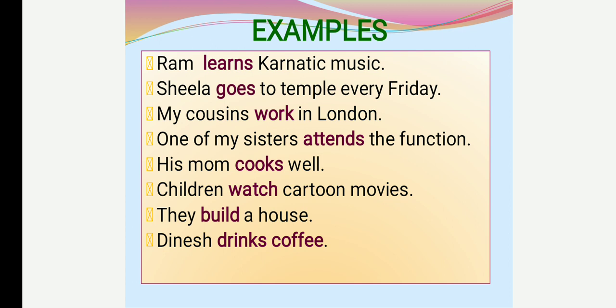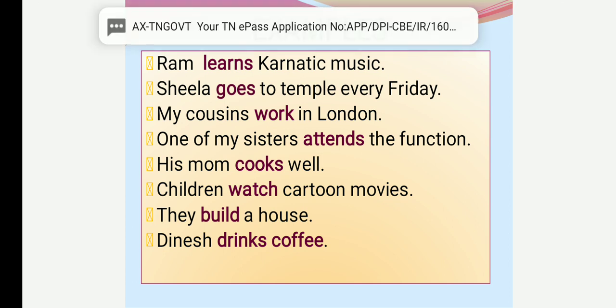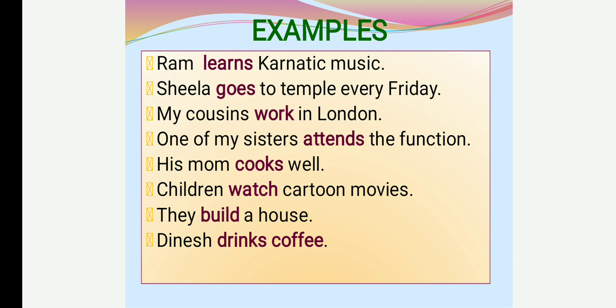The children, plural subject, watch cartoon movies. So when we have a plural, we should not add s or es to the main verb. So children watch cartoon movies. They build a house. They is a plural subject. Dinesh drinks coffee. So Dinesh is singular. So when the main verb is followed by a singular subject, we have to add s to the main verb. So it became drinks. Dinesh drinks coffee.